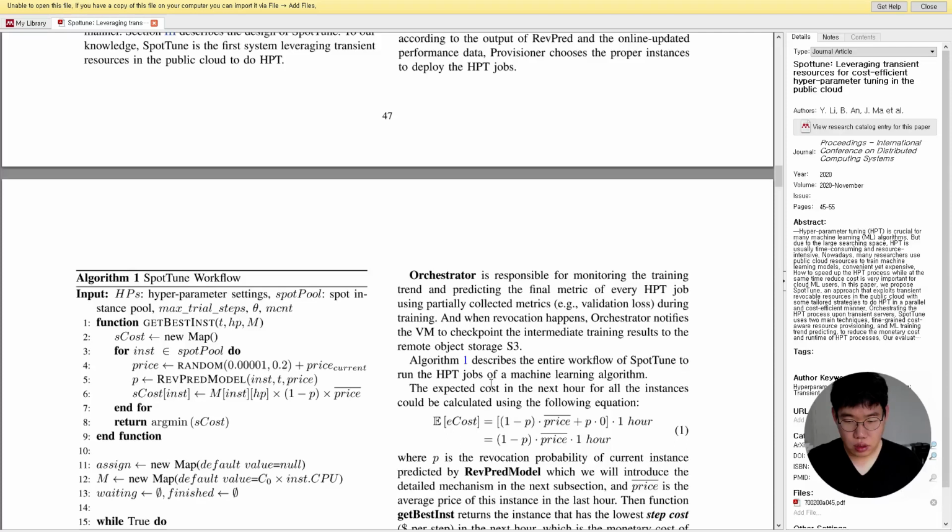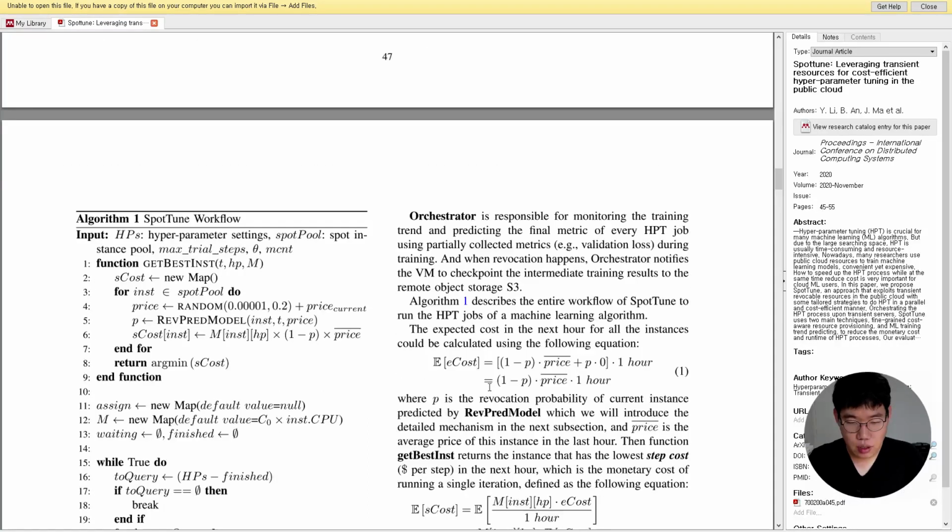The expected cost in the next hour for all the instances can be calculated using the following equation, where P is the revocation probability of the current instance predicted by the revocation predictor model, which we will introduce in detail in the next subsection, and the price is the average price of the instance in the last hour. Then the function get best instance returns the instance that has the lowest cost per step in the next hour, which is the monetary cost of running a single iteration, defined by the following equations.